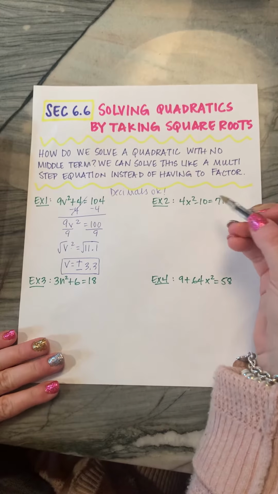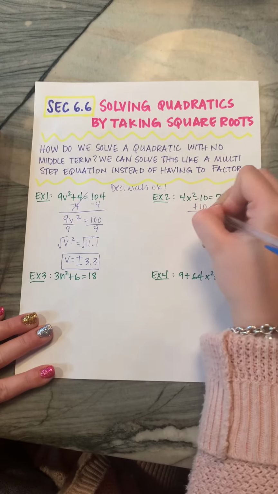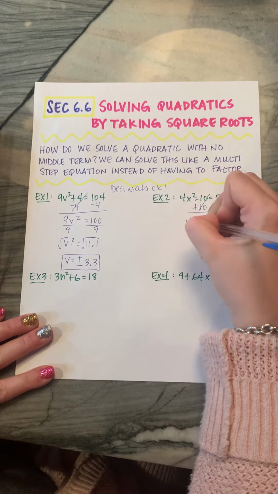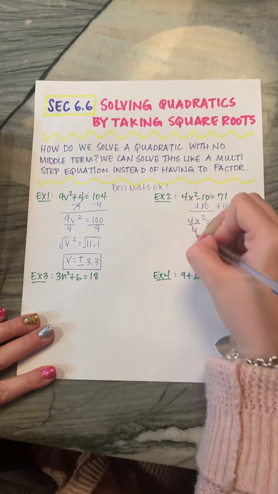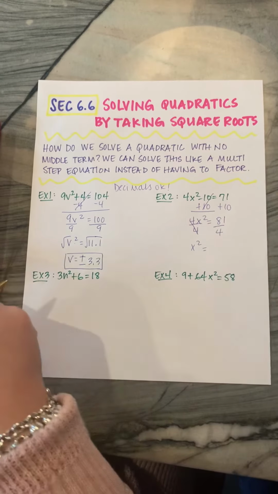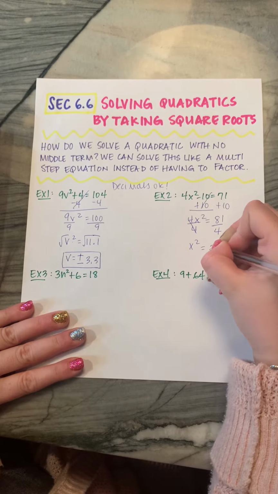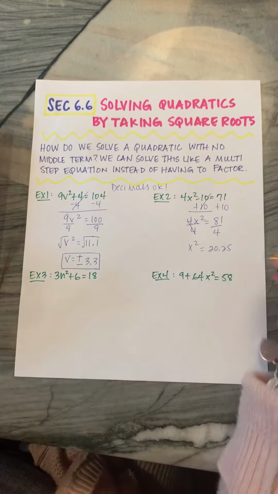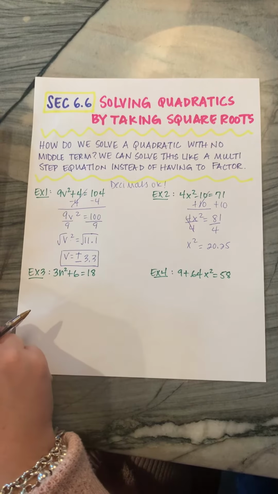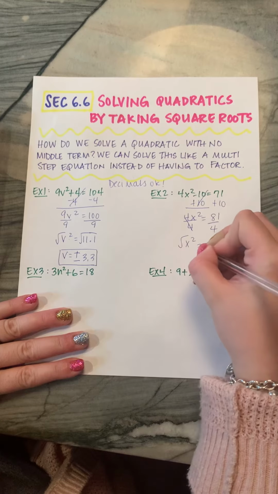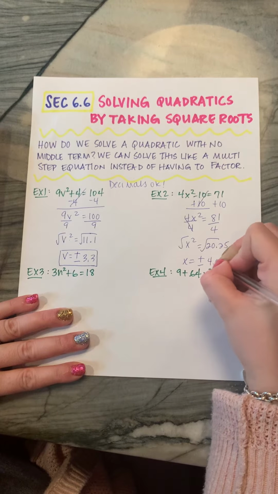So in example 2, it's 4x squared minus 10 equals 71. We'll just add 10 to both sides and get 4x squared equals 81. Then I'm going to divide by 4. 81 divided by 4 is 20.25. And then we always know that the last step is to take the square root. And don't forget to write the plus or minus, and that's going to be 4.5.